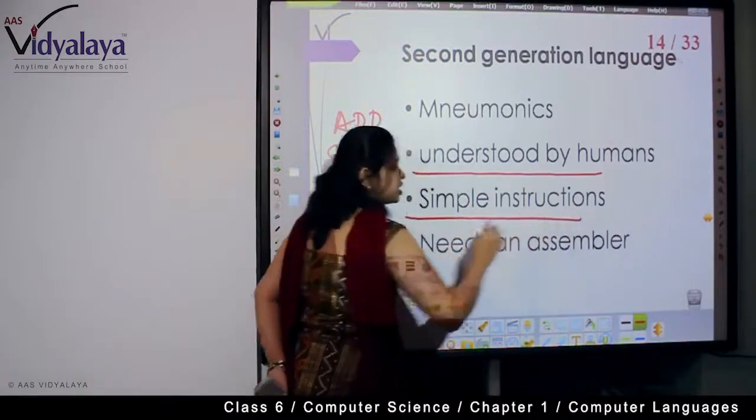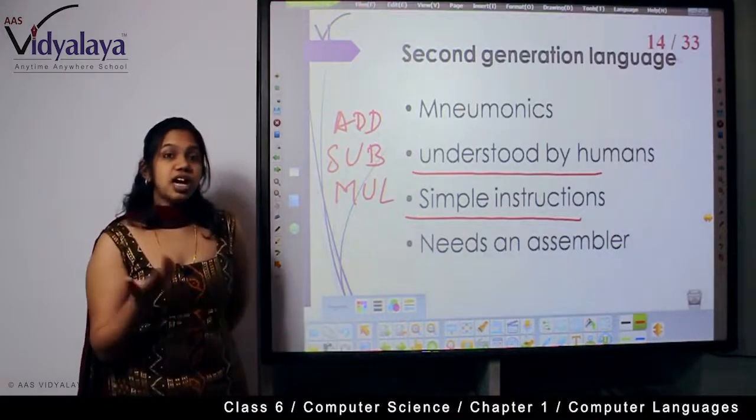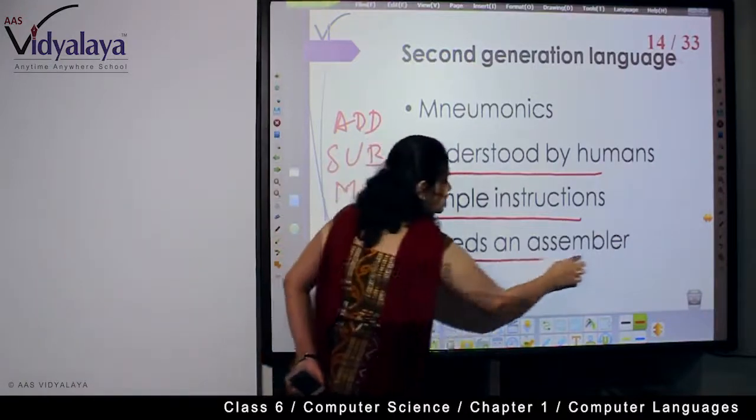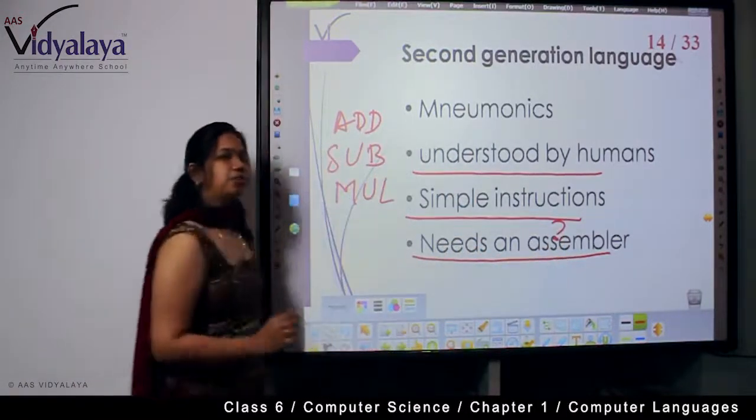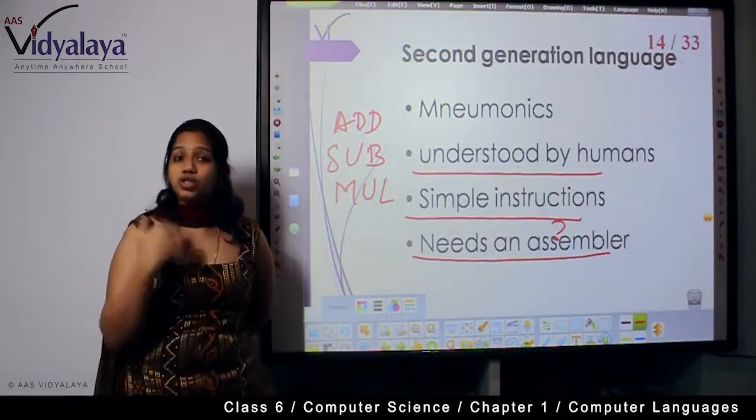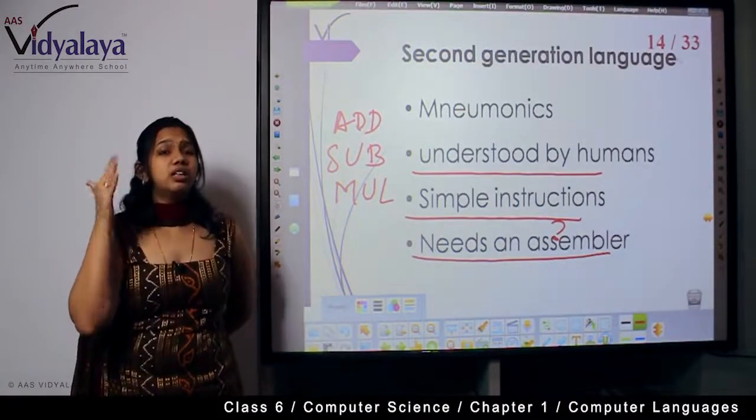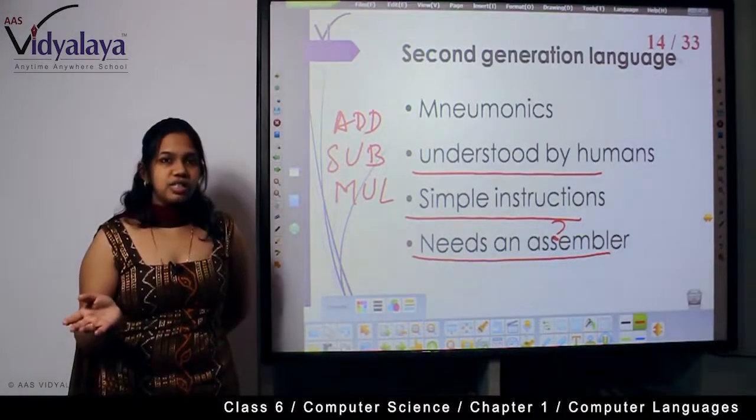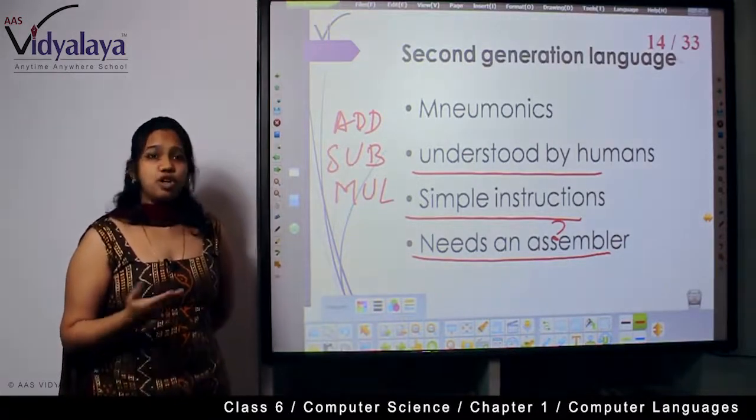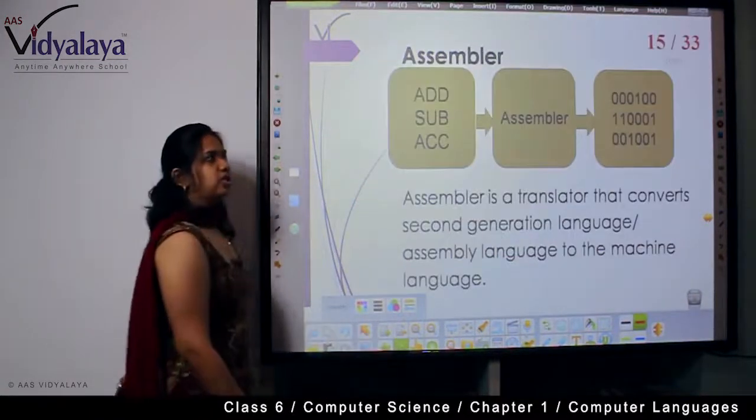Are they simple instructions? Yes, they are simple instructions. And these instructions are easier for us as well as the computer to take on. Yes. It needs an assembler. What is an assembler? ADD, SUB, MUL are easier for us, and we also said it's going to be easier for the computer. How are we going to make the computer understand? All that the computer understands are zeros and ones. Will it be able to understand this? No. So that's the reason we use something called an assembler. Let's see what that is.